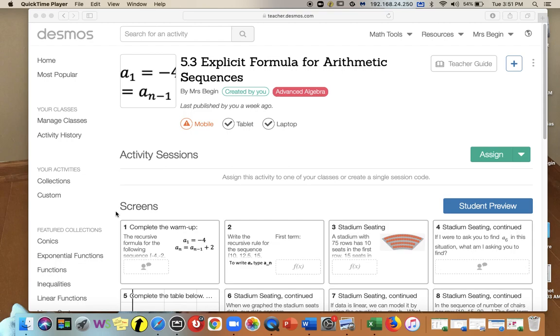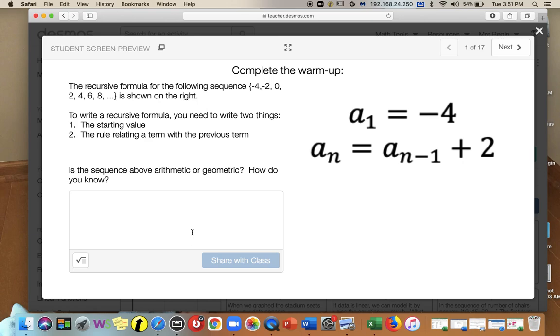5.3, we're going to learn something called an explicit formula for arithmetic sequences. So when you go to Google Classroom today, it's going to tell you to click on this link. It's going to take you to Google Classroom to this investigation. So we're just going to kind of work through the slides together.